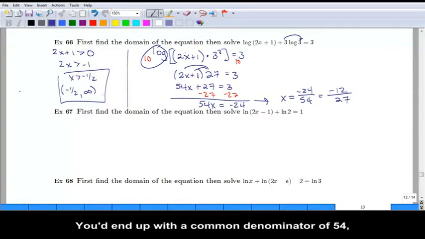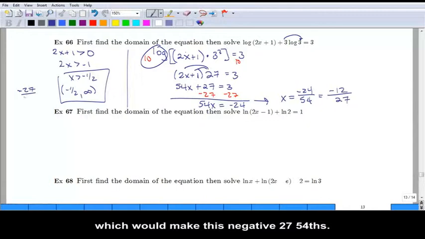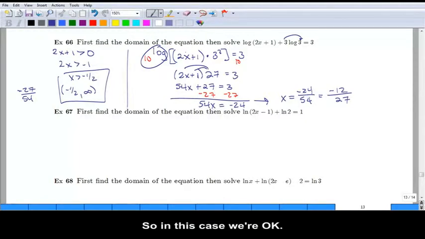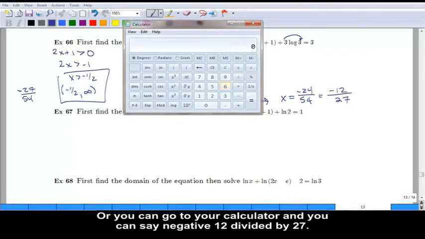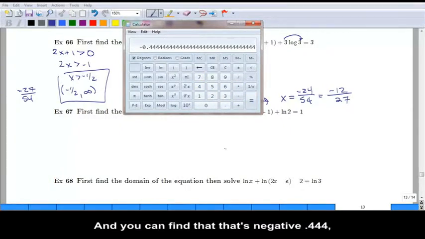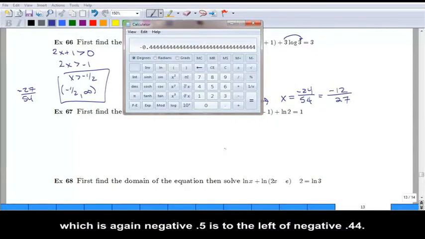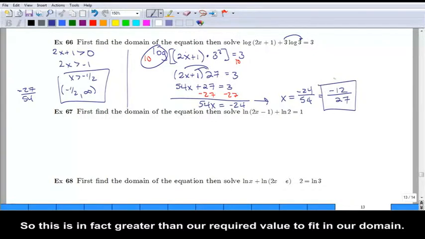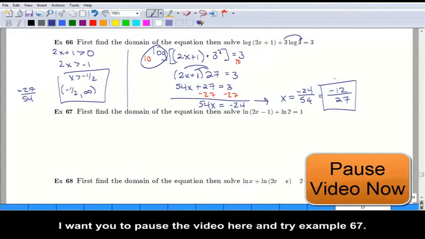You'd end up with a common denominator of 54, which would make this negative 27 54ths, and negative 27 54ths is left of negative 24 54ths. So in this case, we're okay. Or you can go to your calculator and say negative 12 divided by 27, and you can find that that's negative 0.444, which is again negative 0.5 is to the left of negative 0.44. So this is in fact greater than our required value to fit in our domain. I want you to pause the video here and try example 67.